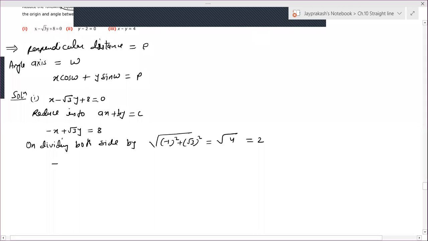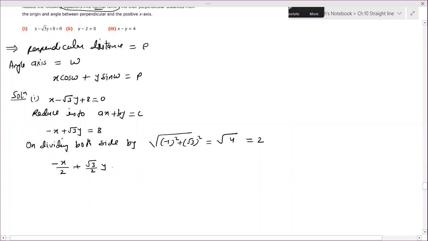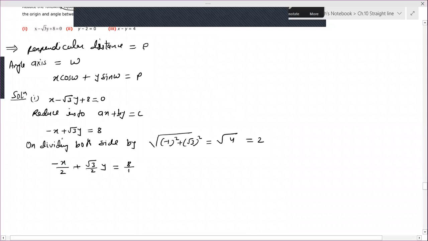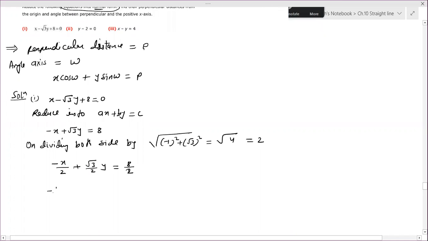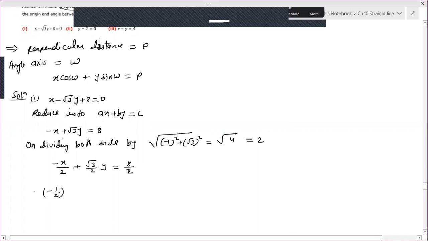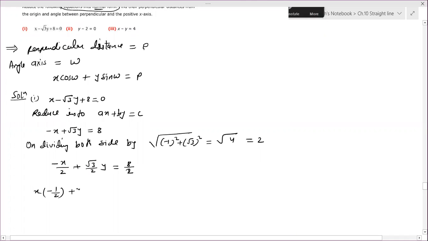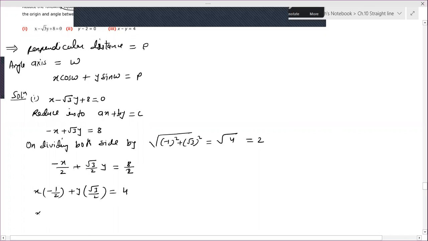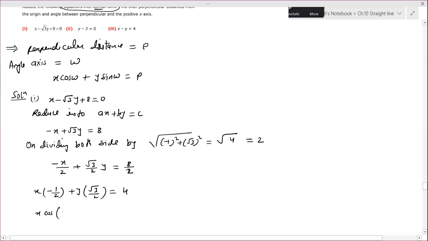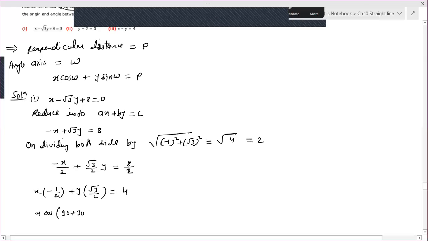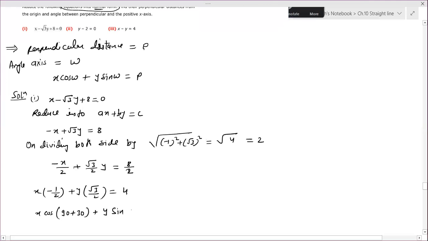So let's divide the equation: minus x by 2 plus root 3 by 2 y equals 8 by 2. So it's x into minus half plus y into root 3 by 2 equals 4. Now minus half can be written as cos (90 plus 30), and this side can be written as sin 60 degrees.